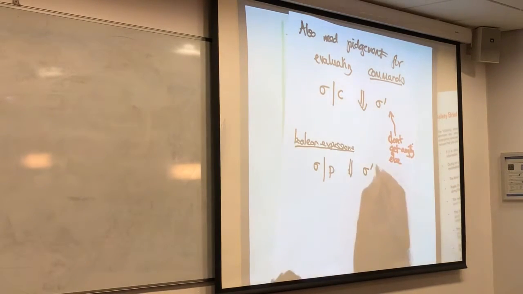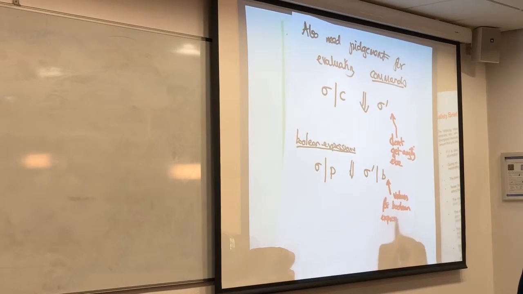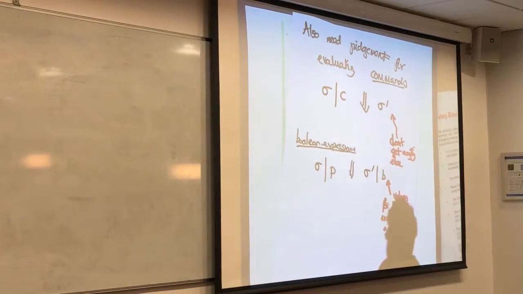And then at the end of it, we should get true or false. So we're using B for bit. So the values for Boolean expressions are bits. So we'll get a true or a false.